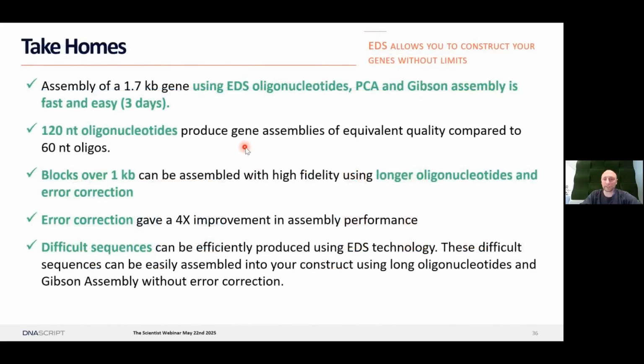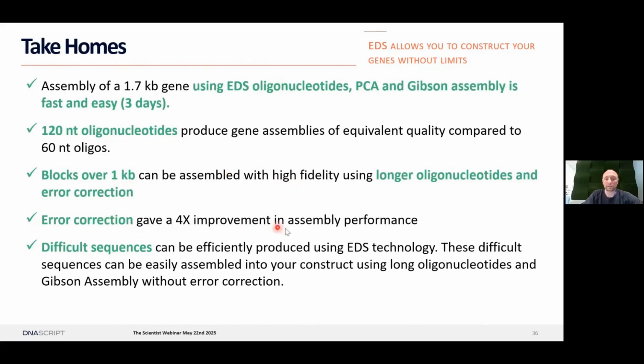So I'm reaching the end of the presentation, so it's time to wrap up and to conclude. As take-homes, I hope I convinced you that it's really easy to produce genes and gene fragments using PCA, Gibson assembly and our EDS oligos. And it's actually very quick, so 3 days. I hope that you are also confident that using the 120 nucleotide oligos is a plus, because it's easier to tweak your design to adapt them to your sequence, and also to push the length of the blocks that you can produce using this method.